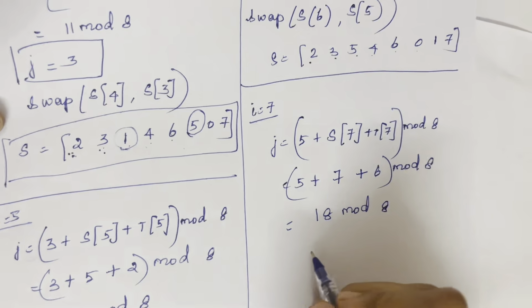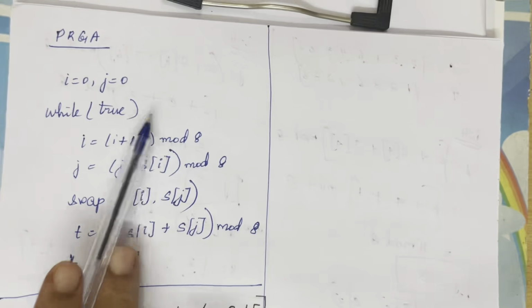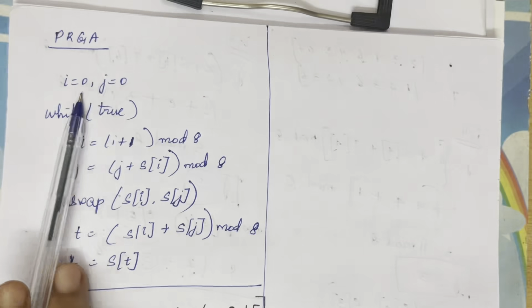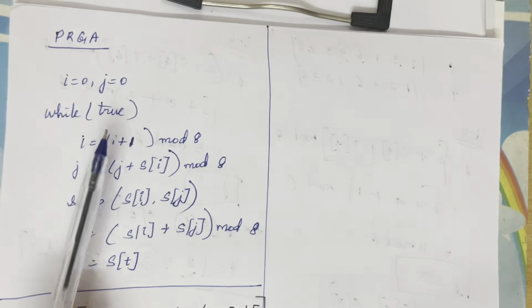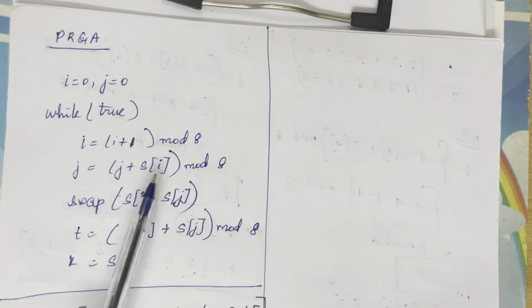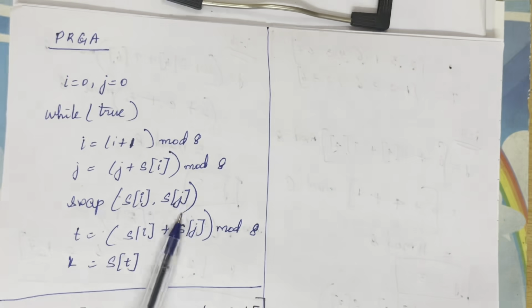Now we move on to the next algorithm, that is the pseudo random generator algorithm. I have explained this algorithm already. First we have to initialize i and j equal to 0. While true, i equals i plus 1 mod 8, j equals j plus s of i mod 8. Swap s of i comma s of j.